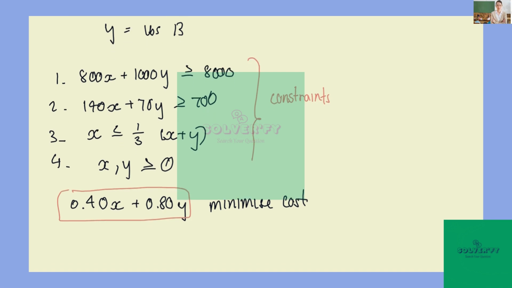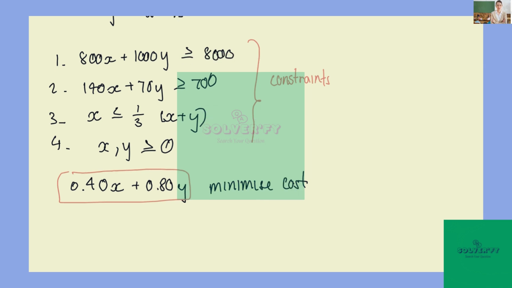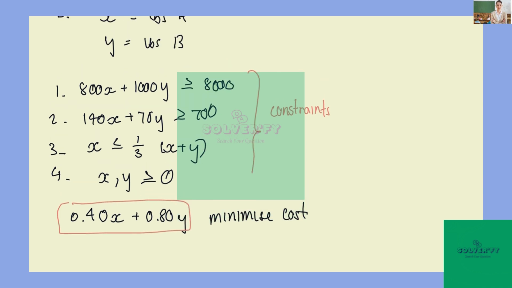And then we can look at our algebraic function. And so our objective function, again, is to minimize 0.40x add 0.80y and subject to those constraints. So the algebraic function of the linear programming model involves expressing the objective function and each constraint in terms of the variables x and y, and then solving for those variables that satisfy all constraints and minimize the objective function.